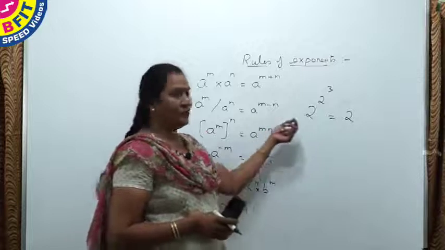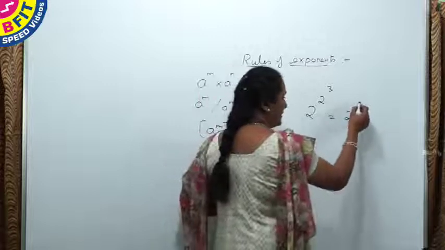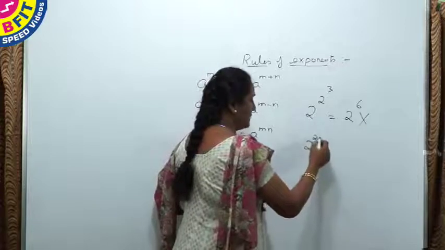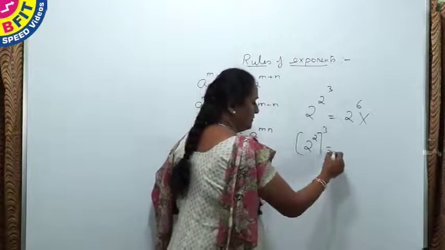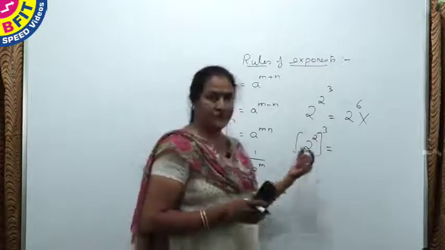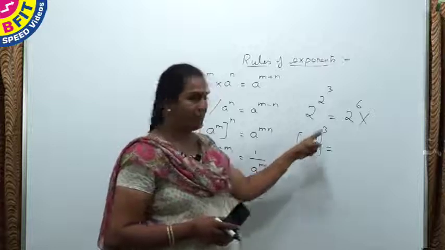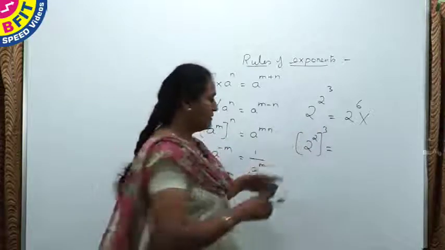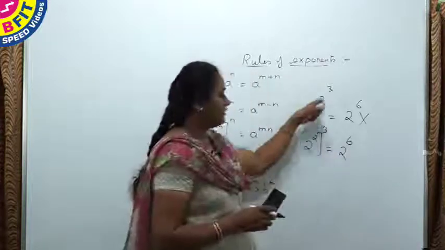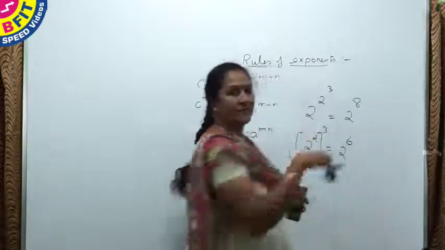So here what will be the power of 2? If you write it as 6, then the answer is wrong, because only when there is 2 square whole power 3 can you multiply the powers. I have told you brackets have first priority, so first the one inside the bracket is executed. What is 2 square? 4 power 3, or this can be written as 2 power 2 into 3, 6. So the answer for this will be 2 power 2 cube, that is 8.